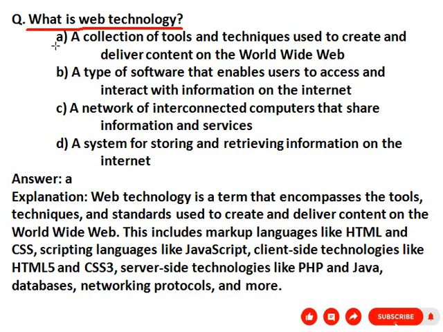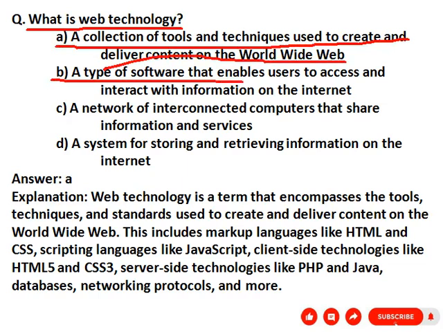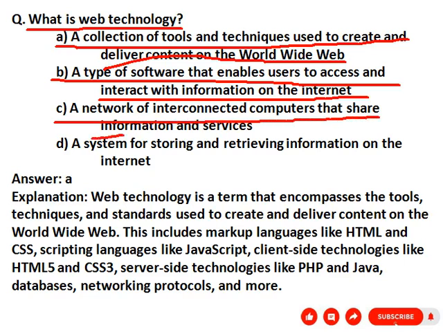Given options are A. Collection of tools and techniques used to create and deliver content on the World Wide Web. Option B. A type of software that enables users to access and interact with information on the Internet. Option C. A network of interconnected computers that share information and services. Option D. A system for storing and retrieving information on the Internet.